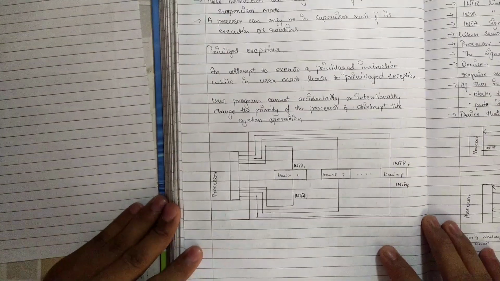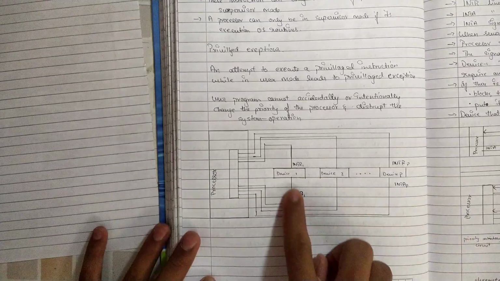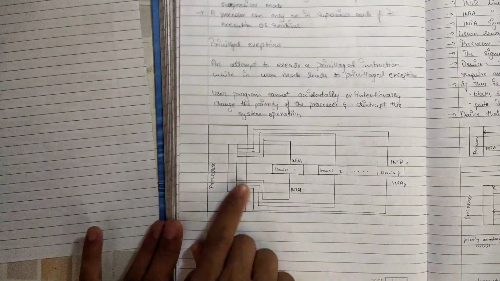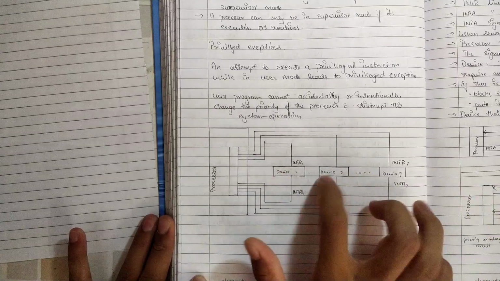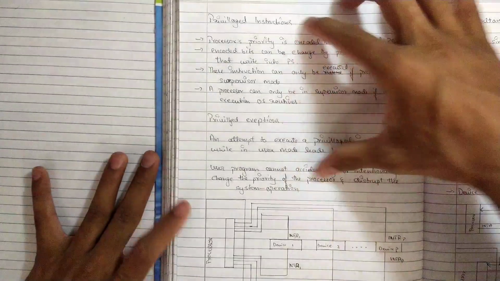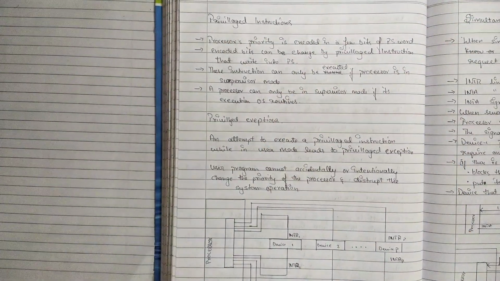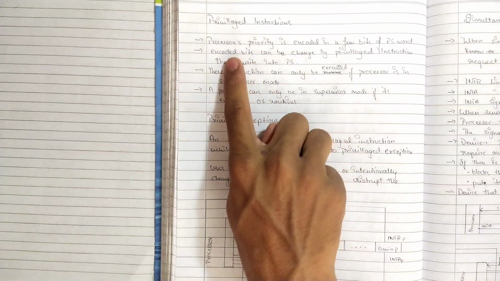As you can see from this diagram, we have multiple INTR lines, from 1 to P, and INTA lines from 1 to P. Here is the processor, and device 1, device 2, and so on up to device P. Here we have this extra thing separately: privileged instruction and privileged exception. So what is this privileged instruction? Let us read first.